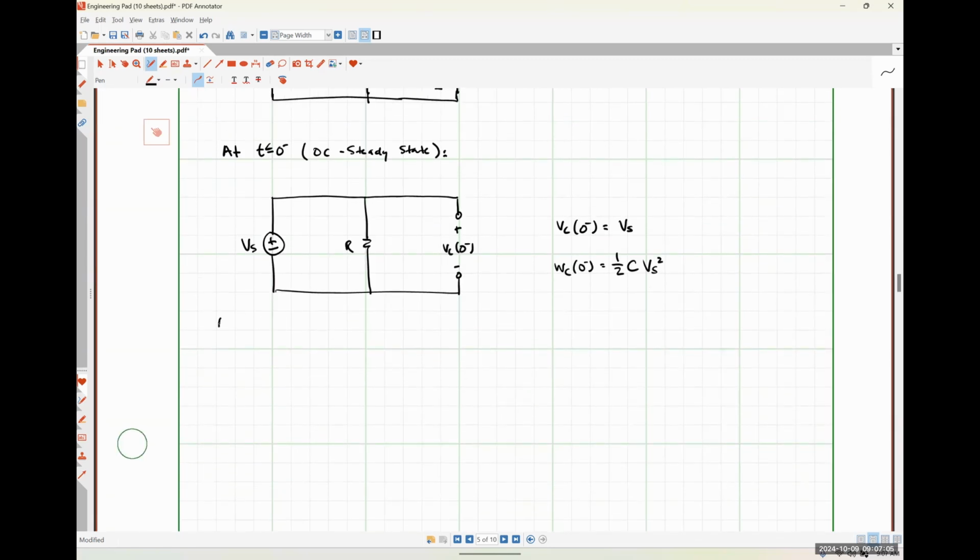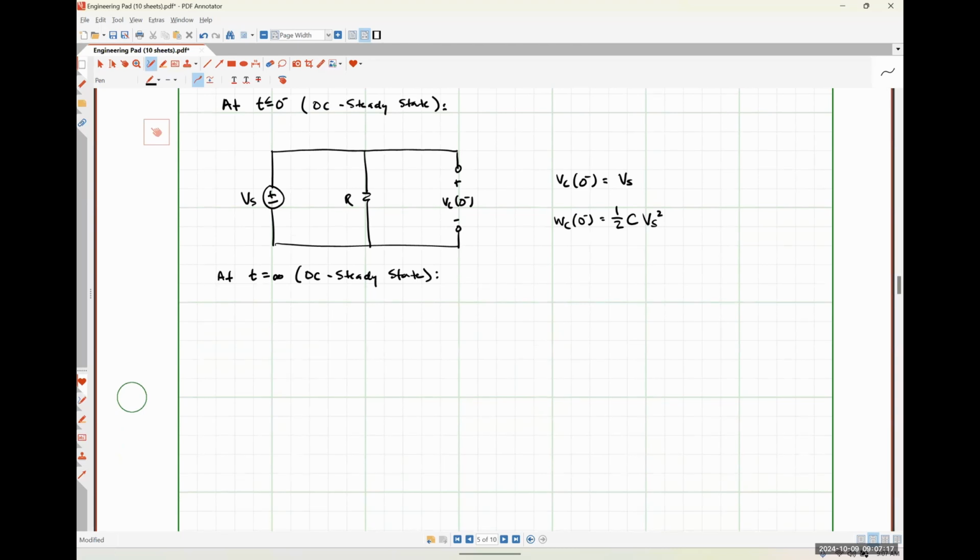At t is equal to infinity, also DC steady state, our circuit would look like this. So we still have a voltage source over here on the left, but it is now disconnected from our circuit. Here's our resistor R. Our capacitor is once again going to be an open circuit because we're at DC steady state.